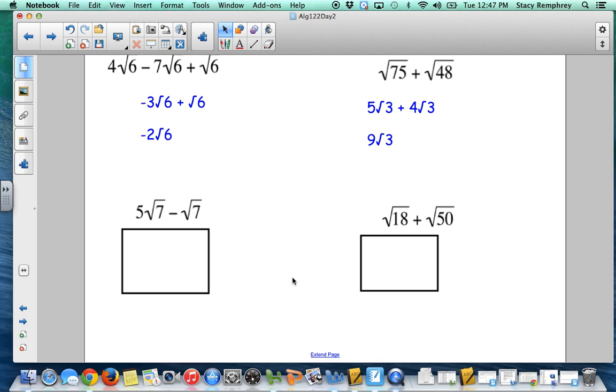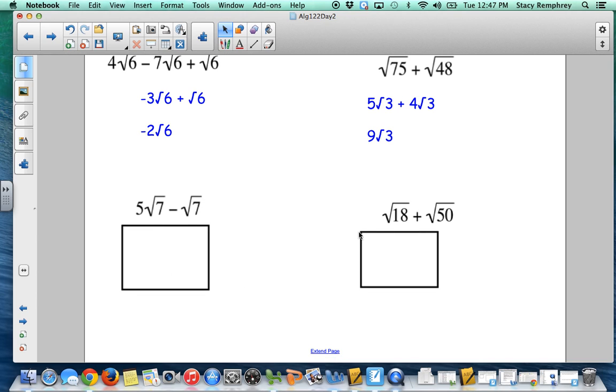Okay, so what I'd like you to do is please try these bottom 2 and then come back. All right, in this one, you may need to put the 1 there. I don't know if that's helpful, but please remember, just like 5x minus x isn't 5, I had 5 root 7s. I took away a root 7. I'm left with 4 root 7s. So be careful. This one is not 5.